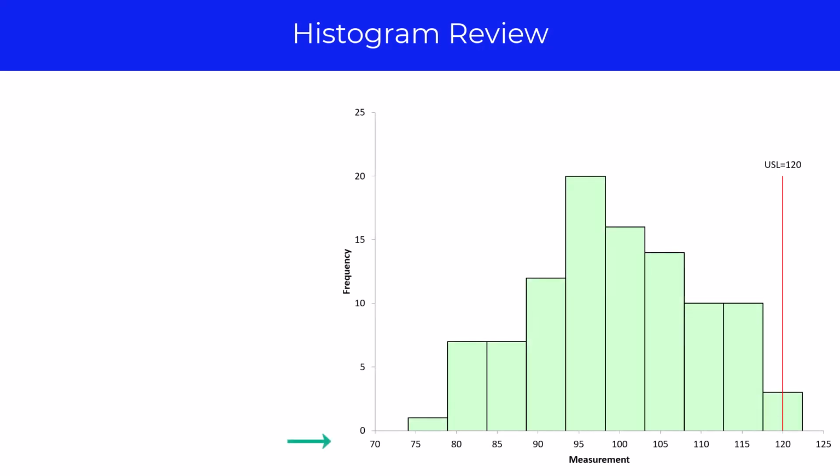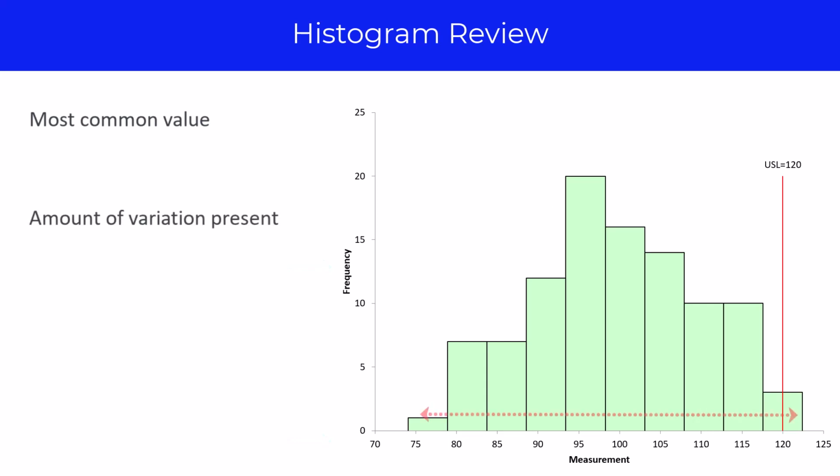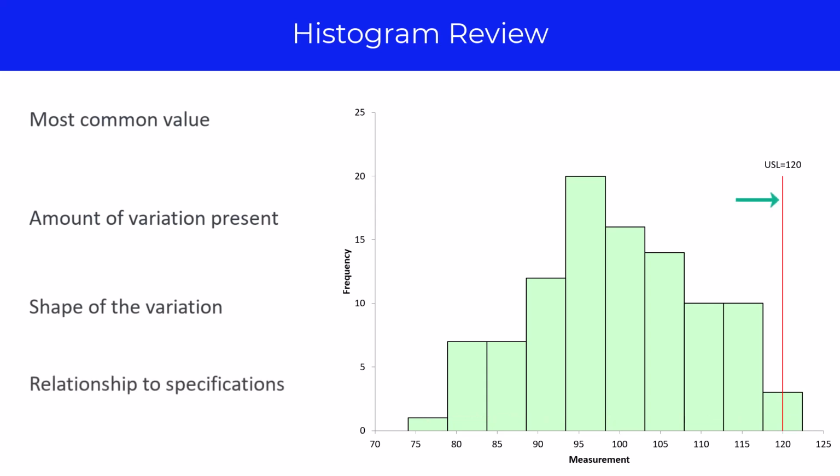Along the x-axis, the horizontal axis, that's the measurement. The frequencies along the y-axis measure how often a range of values occurred during our given time frame. A histogram tells you four things: the most common value, which is the high point; the amount of variation present, which is the spread of the histogram; the shape of the variation, is it bell-shaped or not; and finally the relationship to specifications. Here our upper spec is 120, and we have a few points that look like they're above the upper spec limit.